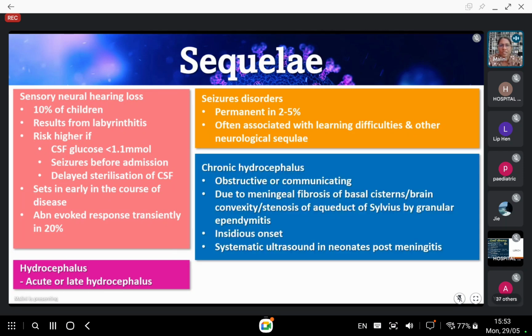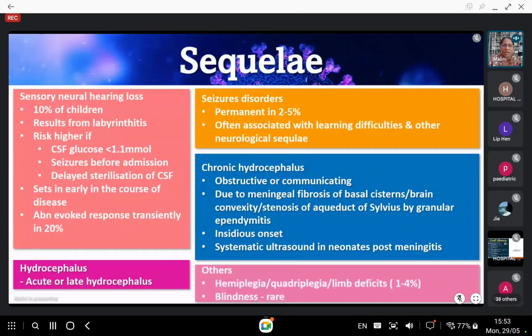So chronic hydrocephalus is a result of meningeal fibrosis in the basal cistern, and it can be quite insidious in onset, and especially in neonates, we should probably do serial ultrasounds to watch for hydrocephalus post meningitis. Other sequelae could be hemiparesis, quadriplegia, and limb deficits, but in meningitis, if the patient survives, the deficit is also rare.